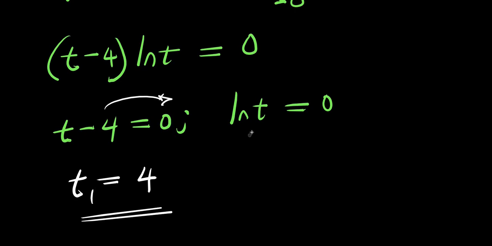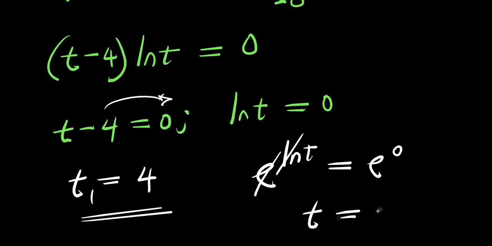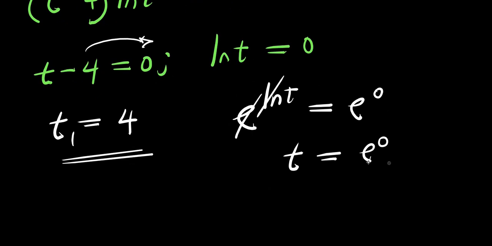Here, I can also solve for t by making use of e. I have e power ln t equals e power 0. This cancels this. I have t equals e power 0. And any number or alphabet raised to the power of 0 is 1. So that means you have t equals 1. Now we are having two different solutions again: t equals 4 and t equals 1.